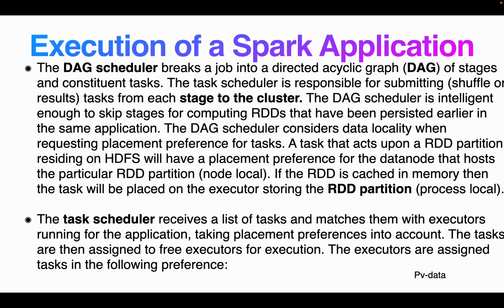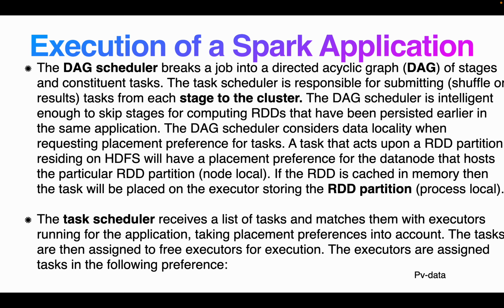The task scheduler is responsible for submitting shuffle and result tasks from each stage to the cluster. The DAG scheduler is intelligent enough to skip stages for computing RDDs that have been cached earlier in the same application. The DAG scheduler also considers data locality when requesting placement preference of tasks. A task that acts upon an RDD partition residing in HDFS will have a placement preference of the data nodes hosting that RDD. If the RDD is cached in memory, then the task will be placed in the executor storing the RDD partition and processed locally, since it's in the cache.